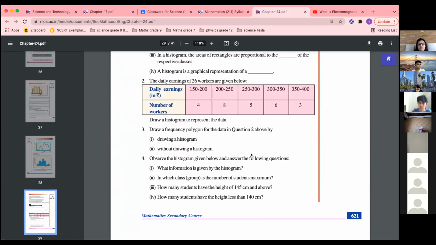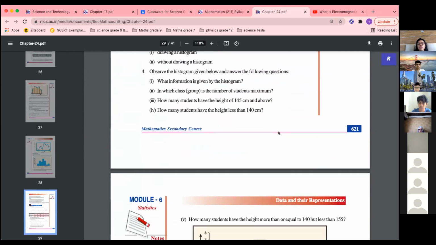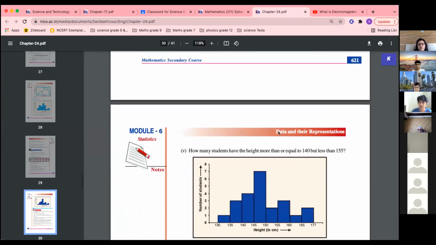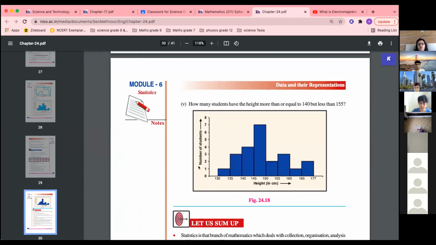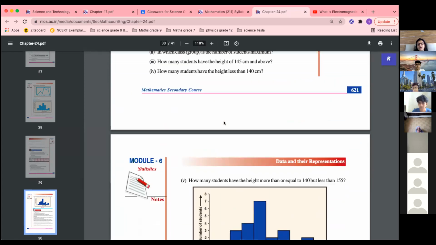What do we have to do now? Observe the histogram given below. Answer the following question. What information is given by the histogram? In this one. Height and number of students. What information is given? Height. Height of how many students will it be? You add all of these together. Okay? Means 1 plus 2 plus 4 plus so many students. So it is a classification of height of how many students. Adding all these, the height of so many students. Okay?